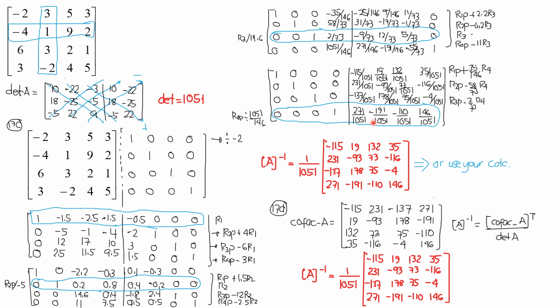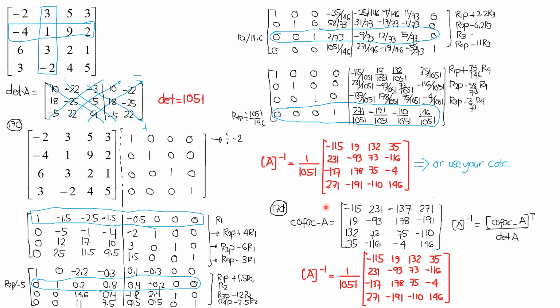So let's finalize. Inverse of matrix A is 1 over 1051, the determinant, which is common to all these terms here. And we have these values: negative 150, 19, 132, 35, 231, negative 93, 73, negative 116, negative 137, 178, 75, negative 4, 271, negative 191, negative 110, 146. Or use your calculator.